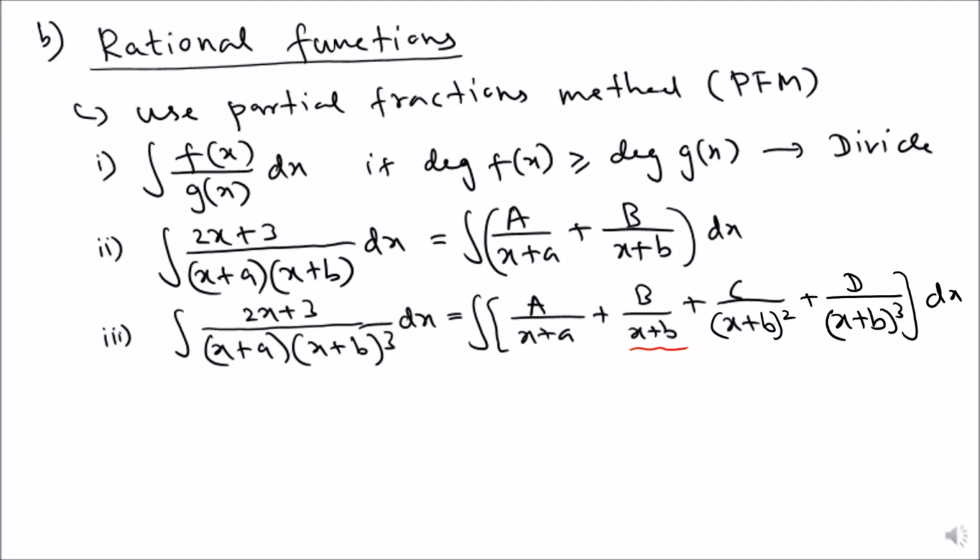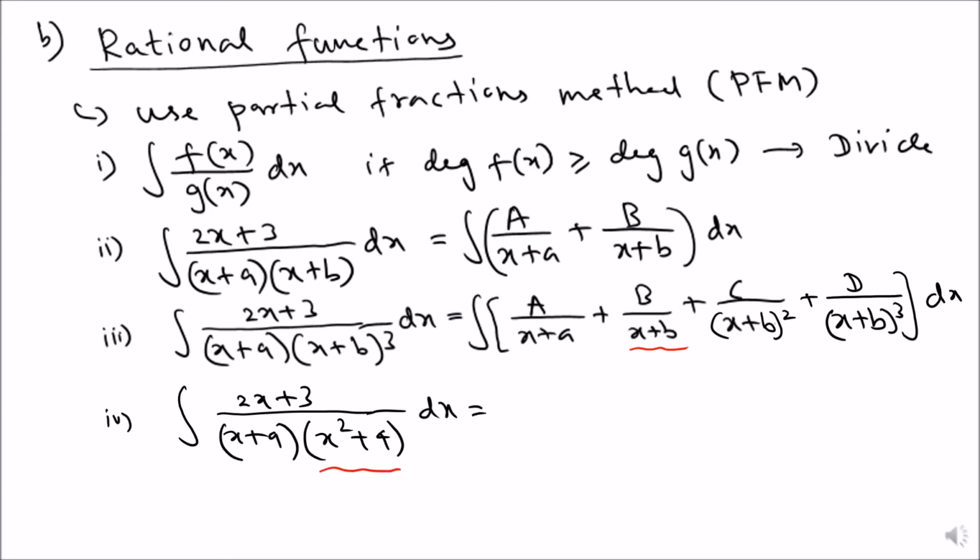It's a, b, c, d. So you don't want to add any other terms to the numerator. And then the fourth case is going to be something like 2x plus 3 divided by, let's say you have x plus a, and then let's say x squared plus 4, just an example. Now you can see that this term is different because this is irreducible. That means you cannot factor this any further in the real domain.